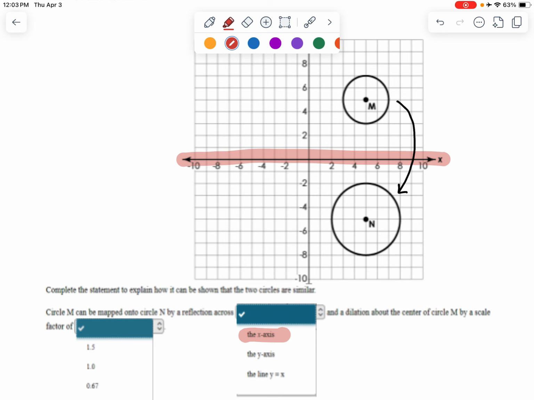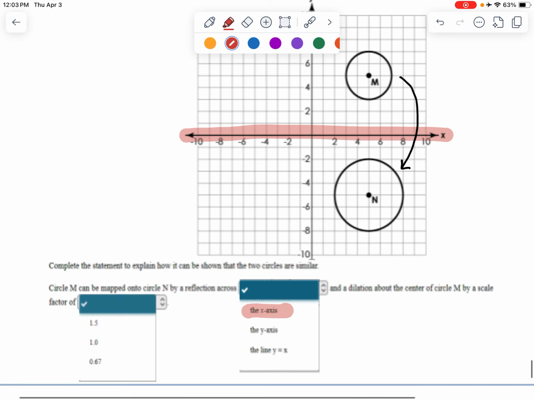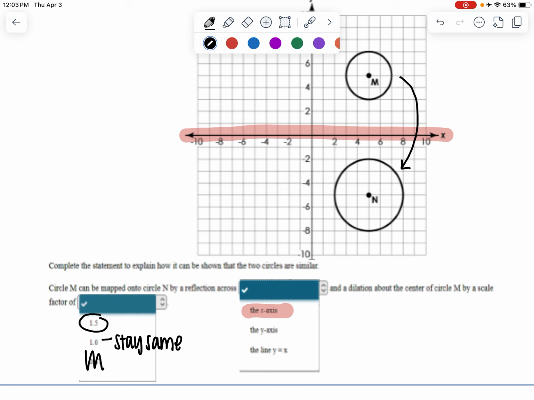All right, then looking at our dilation about the center. Use process of elimination for this one. We don't have to do any calculation. It's getting bigger, so you can get rid of 0.67. 1 would mean it stays the same, so we wouldn't use that answer. So 1.5 is my scale factor. I did very little work to figure that out. All I had to use was process of elimination.